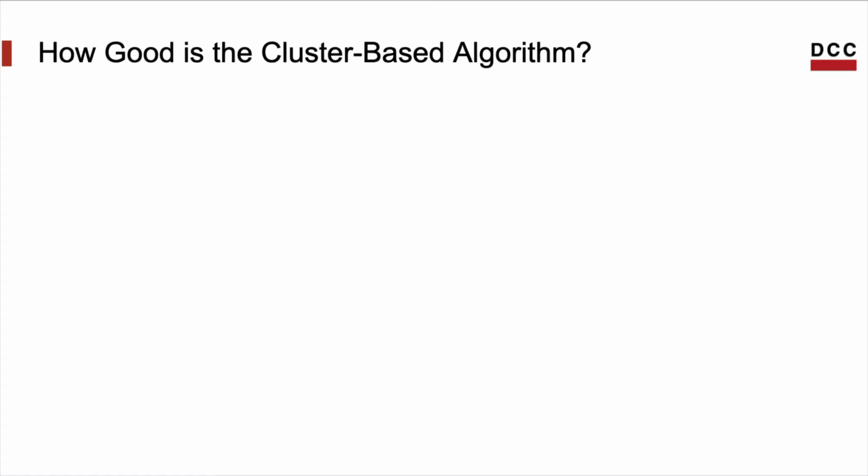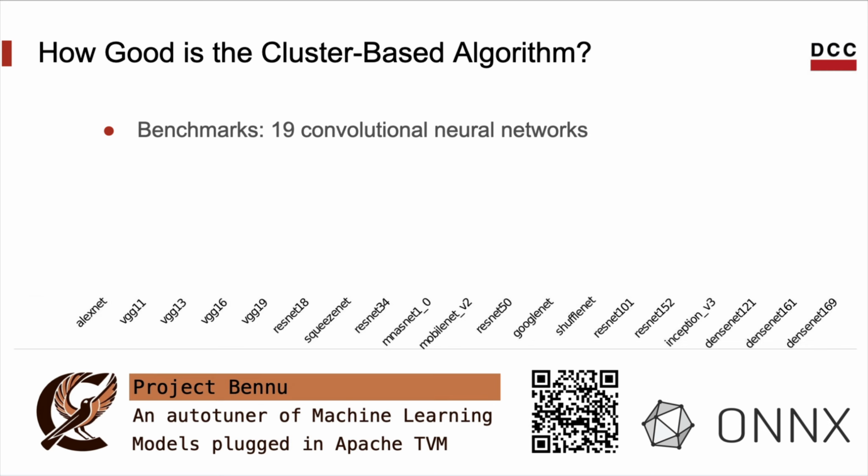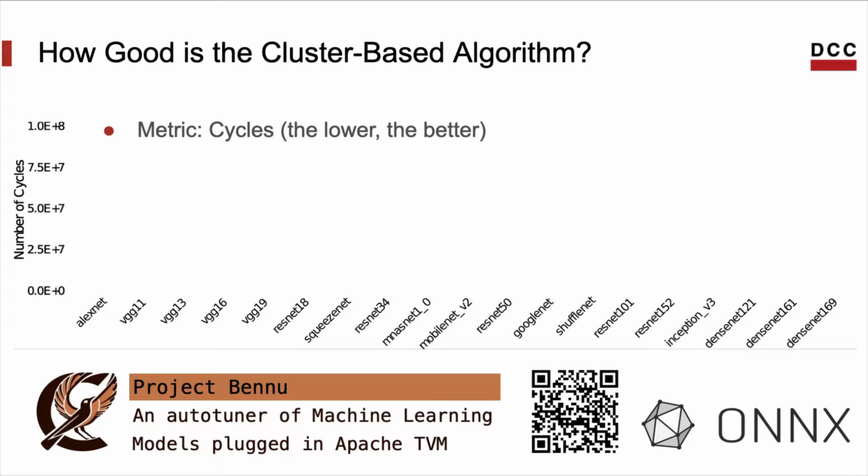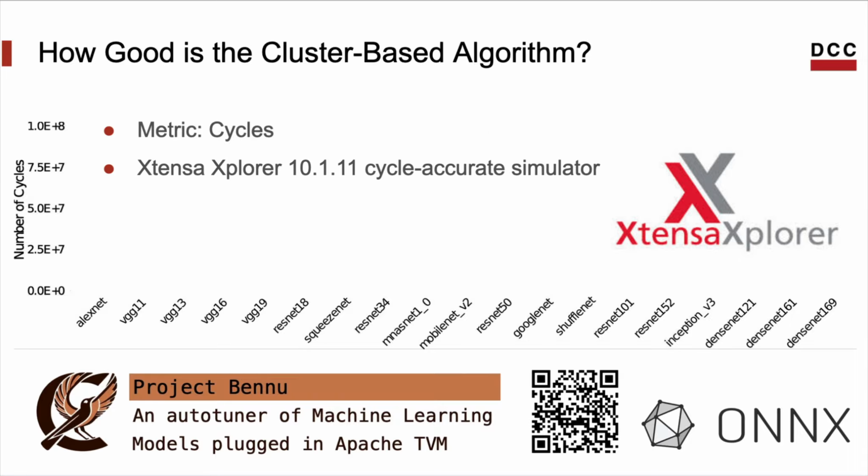Let me present some experimental results to show you how the algorithm behaves. We have a collection of benchmarks. We call that Bennu. It's publicly available. That consists of 90 models in the ONNX format. They all read the same image and do inference on that image. I will show you some results involving the number of cycles to run each model. So the lower, the faster the model is. These cycles come from the Xtensa simulator. These numbers are robust against statistical variations.